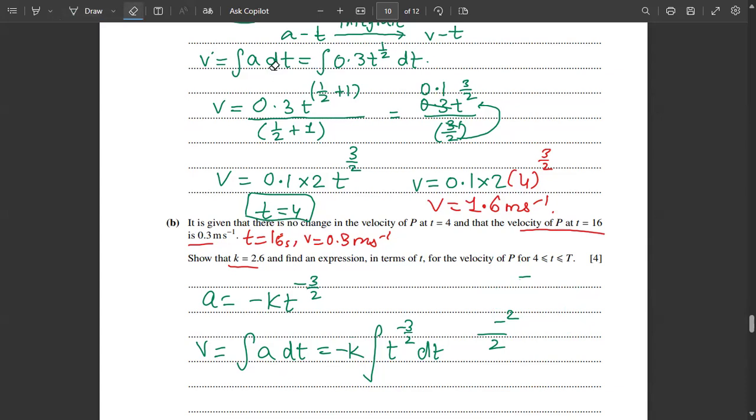We can take constants such as 5, 6, 5 by 3, minus 2 outside, and the answer won't change for integration. But it should be some constant number multiplied into the variable t. If it is k plus t, then we can't take it out.